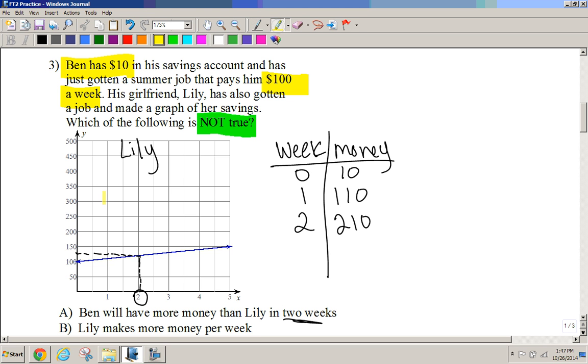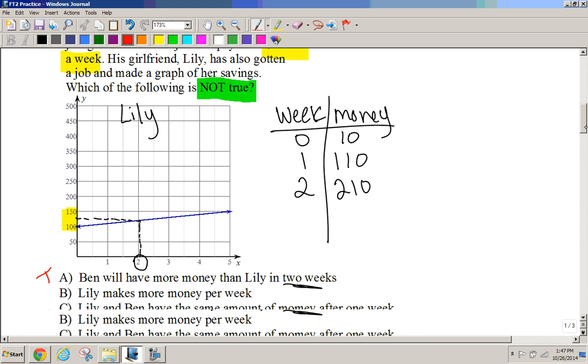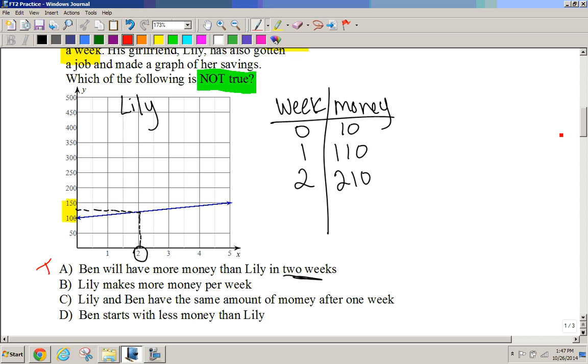Lily, we said, was going to be somewhere between 100 and 150. So will Ben have more money than Lily in 2 weeks? Yes, he will. He'll have more than $200. So A is a true statement, which means we can't pick it for our answer choice because we're looking for something that's not true. Okay, let's look at choice B.